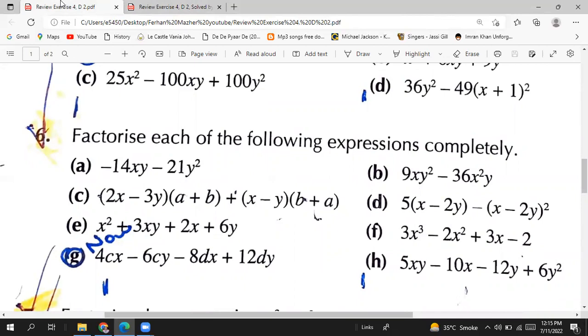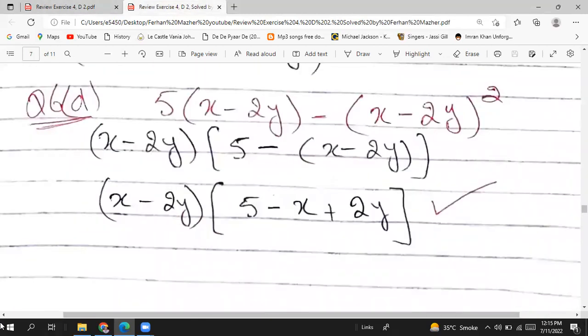Okay, so we are going to the next question. The next question is question number 6, D part. Here we have 5 bracket x minus 2y bracket close minus bracket x minus 2y bracket close whole square. So this bracket x minus 2y can be taken common from both the terms. So I've taken it common.